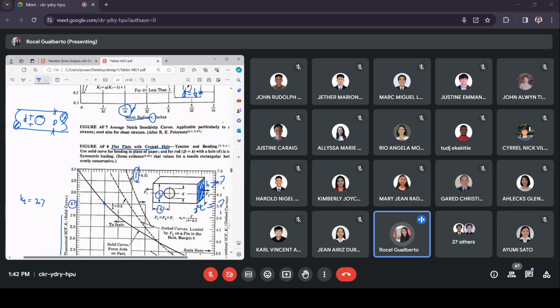Which one are we going to use? Figures AF8, 9, 10, 11, 12, 13, 14, and 15. You have to compare the given with the figures AF8 up to AF14. So for this case, which would be applicable? This one is a shaft with a central hole. So which would be applicable to use from AF8 up to AF14?